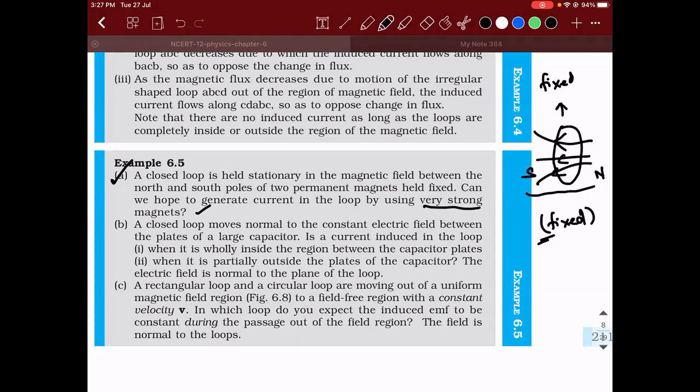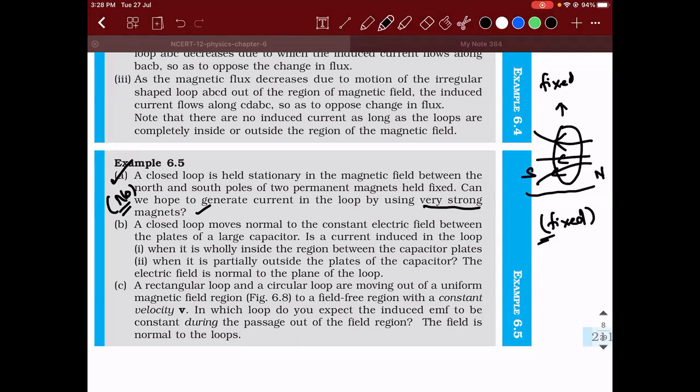What is the answer? The answer is no. What is the reason? Because there is no relative motion. But the answer you are supposed to write should not speak about relative motion, you should speak about flux. Since there is no change of flux because of the fixed positions of the coil and the magnet, there is going to be no EMF. However strong a magnet you use, nothing is going to happen.